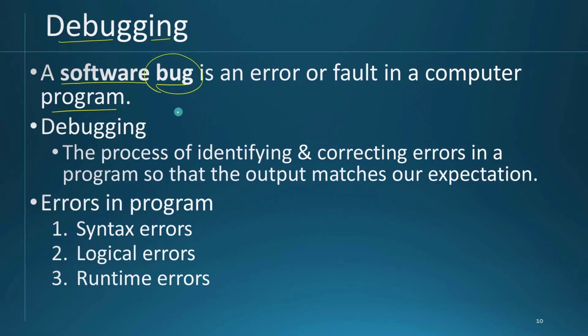So you have to correct it. Correcting your software bug is called debugging. So the process of identifying and correcting errors in a program so that the output matches your expectation for each input that you give is called the debugging operation.